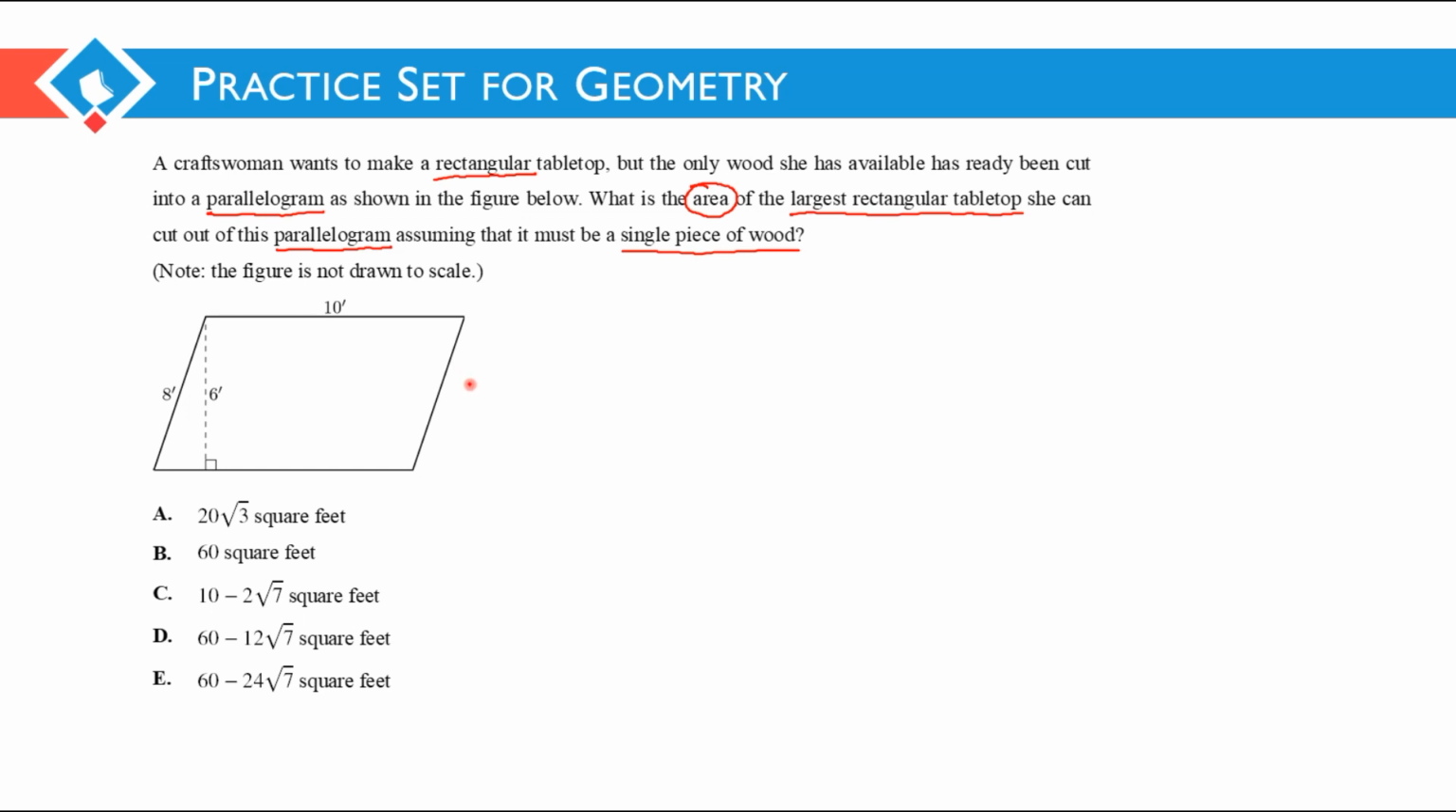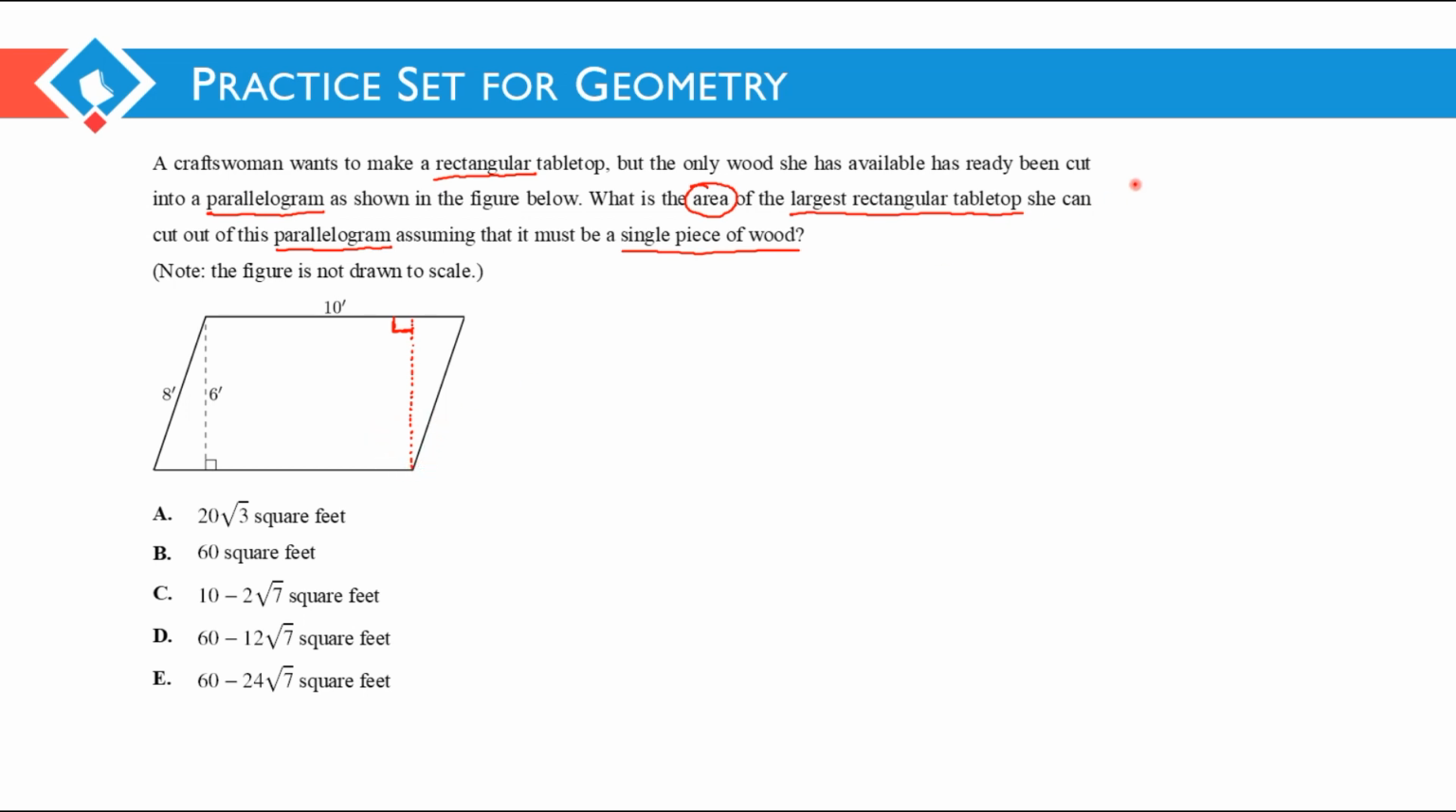Okay, let's go ahead and get started. Before we do that, we know that in order to make this a rectangle, we're going to have to cut right over here. Because it needs to be a rectangular tabletop, it needs to have a 90-degree angle, and that's where that 90-degree angle forms. So we have almost all the information we need in a case like this.